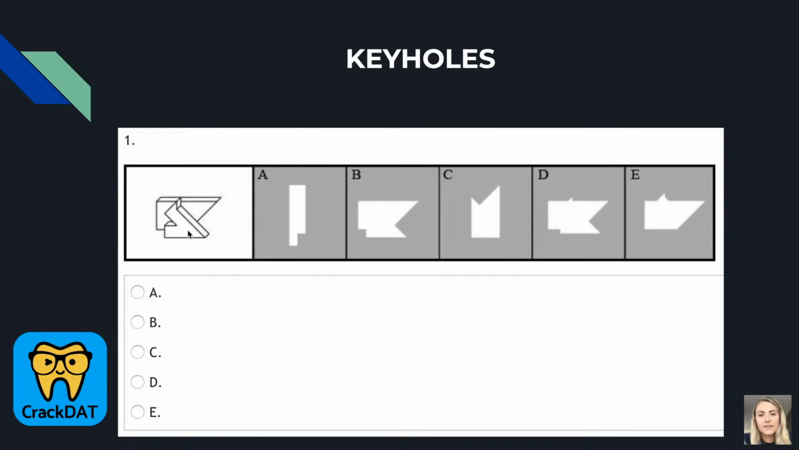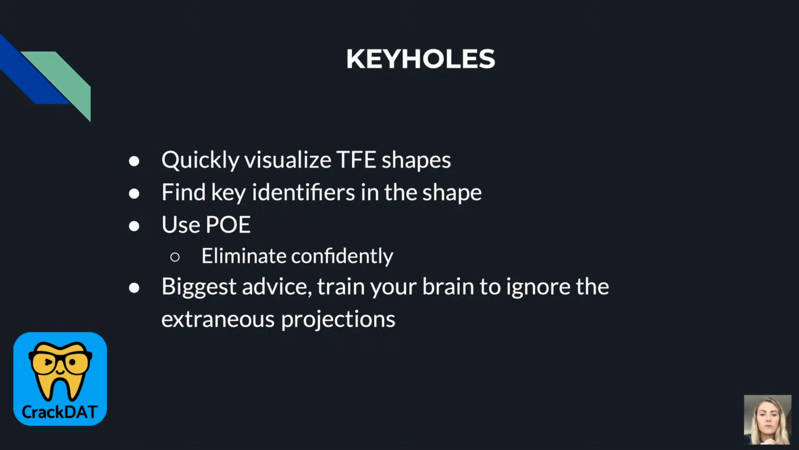So then you go, okay, the only answer that's like that is this. But what I can tell is that they're kind of off center. They're not lined up at one edge. So that's wrong. We just know that. So that's what I mean by quickly visualize TFE shapes. Then you go, oh, I can use a pointer on this? Oh, nice.